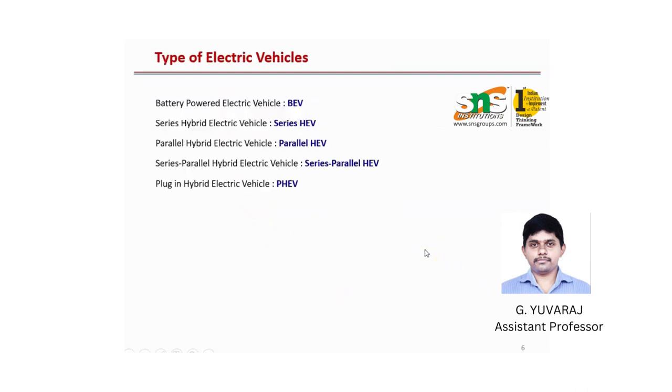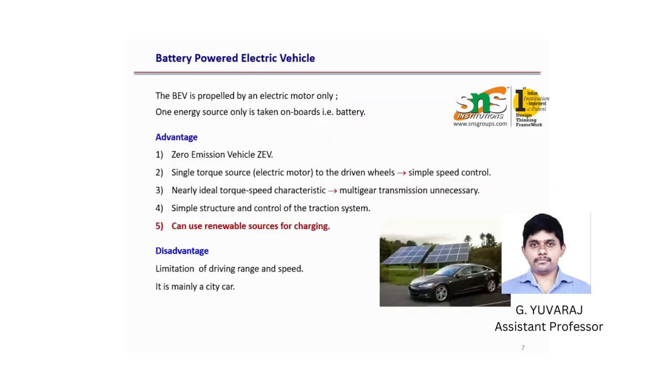So that is what this diagram indicates, and here is the total load which has been used. Now in this slide we have seen that there are different types of electric vehicles. First one, battery electric vehicle, series hybrid electric vehicle, parallel hybrid electric vehicle, a combination of series and parallel hybrid electric vehicles, and there are also plug-in hybrid electric vehicles that we use.